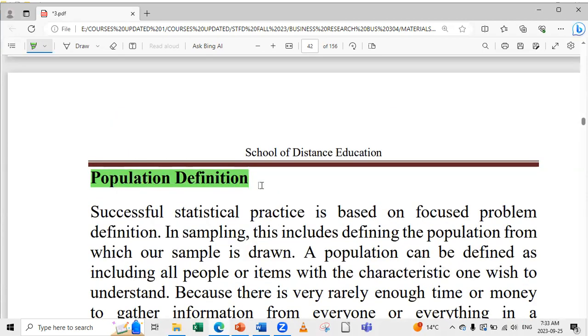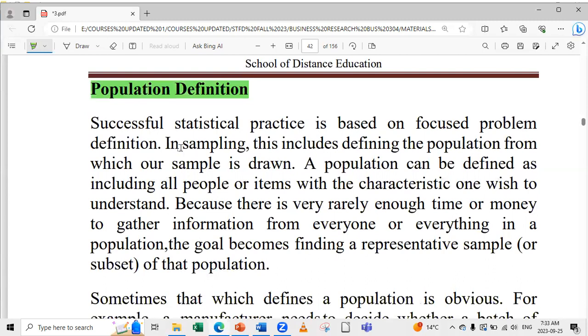In the population definition, we have to know the problem very well. The problem which we are working on, we have to know it very well. This includes defining the population from which our sample is drawn. That's true. So I have to know how many units are in the population, what the characteristics of the population are, and what is common in this population that I'm studying.